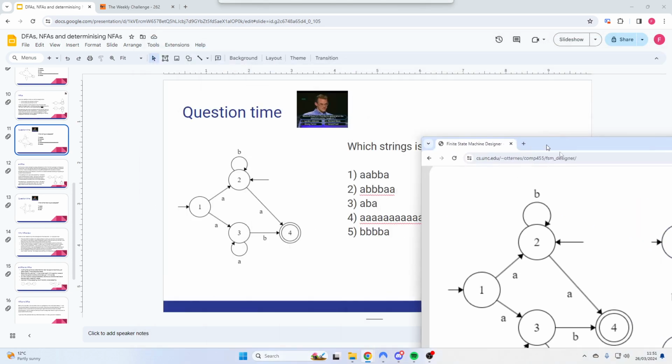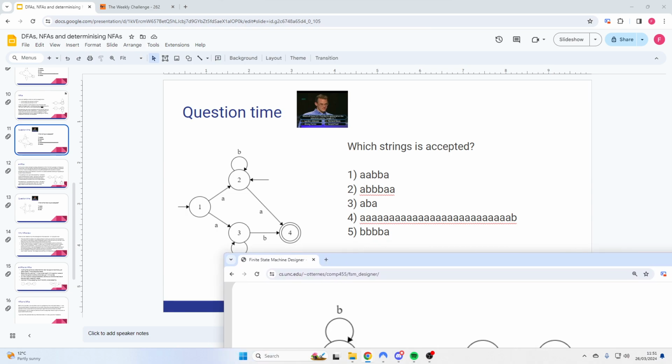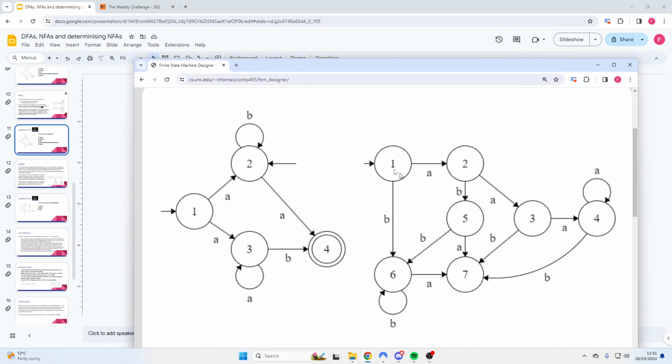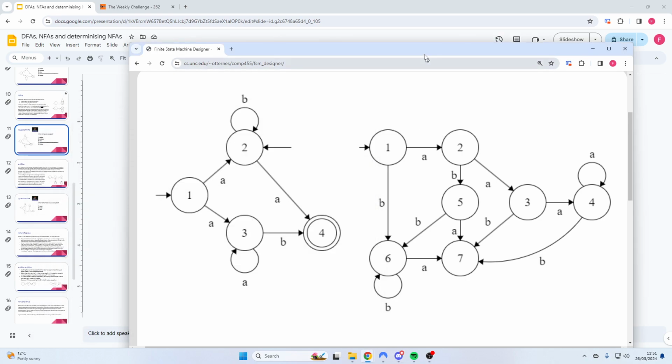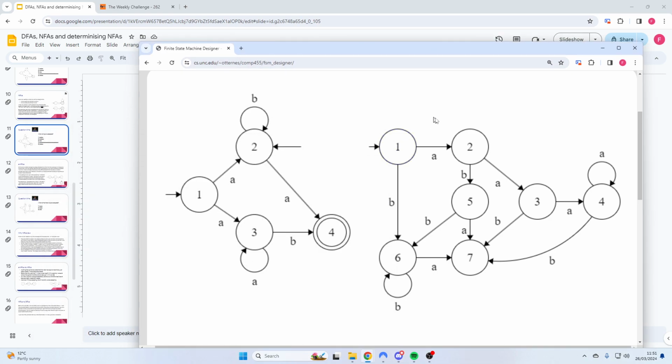So if we went back to the question, which strings are accepted, I think 3 was accepted. Oh, yeah, there is one thing I've missed. Has anyone seen that? We should choose which ones would be accepted. So I kind of messed that up. But it would have been anything that contained at least 1. I can't remember what that was, but let's just say it was that. Sorry, I missed that. If this was 2, 4, we could be at 2, 4 at this point. So because 4 is accepted, it would be accepted. Sorry, I missed that. I hope that makes sense.